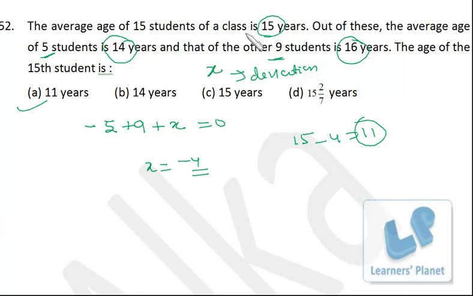Alternatively, 15 students into 15 years, total age is 225. 5 students, 14 years, total age is 70. 9 students, 16 years, so total age is 144, plus the age of the last student, that is the 15th student, suppose it is A, right? So 225 minus 70 minus 144 will give you the right answer, that is 11. Okay, so you can go this way or this way. That is this deviation method, that is a very regular method.